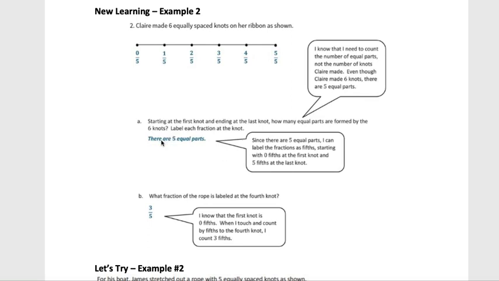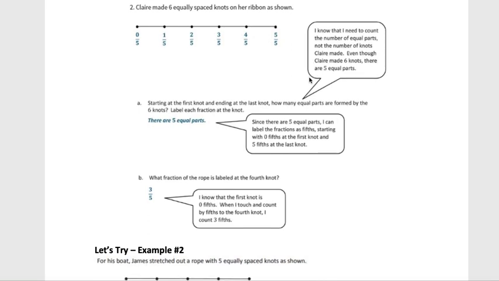Now, there are 5 equal parts because it wouldn't be 6. It would not be 6 because we label this 0 and we label this as 1. So notice there's 1, 2, 3, 4, 5. There's 5 equal parts. I know that I need to count the number of equal parts, not the number of knots. Pay attention to that. Even though Claire made 6 knots, there are 5 equal parts.